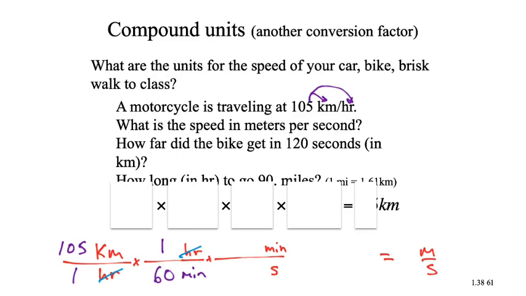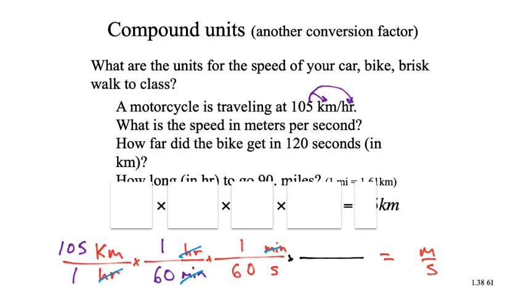What's the relationship between minutes and seconds? 1 minute, 60 seconds. We're starting to get a little bit more rapid fire. Is everybody following along? Yeah. 1 hour is 3,600 seconds. Would we have our answer? No. We'd have kilometers per second.